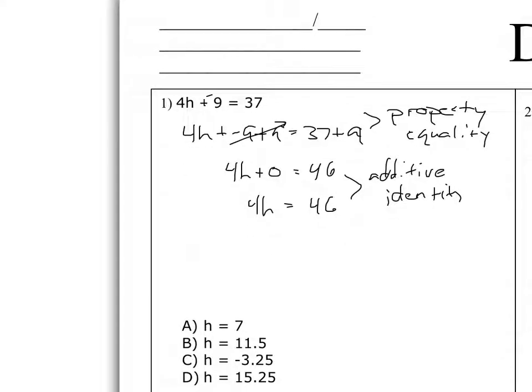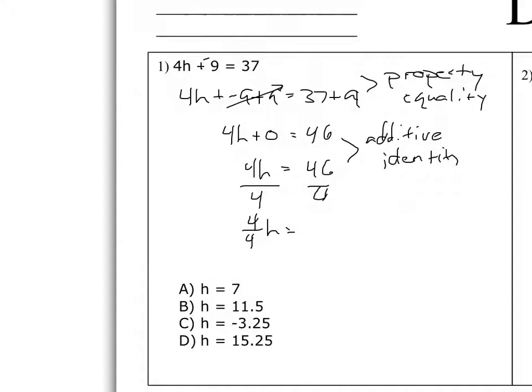So now we need the inverse operation. I'm going to divide both sides by 4. That gives me 4h over 4 is equal to 11.5. So along the way here, we divided both sides. That's also the property of equality. We did the same thing to both sides. And we also are going to have this 4 over 4 h. That's really just a multiplication of 1. 1 times h is equal to 11.5.